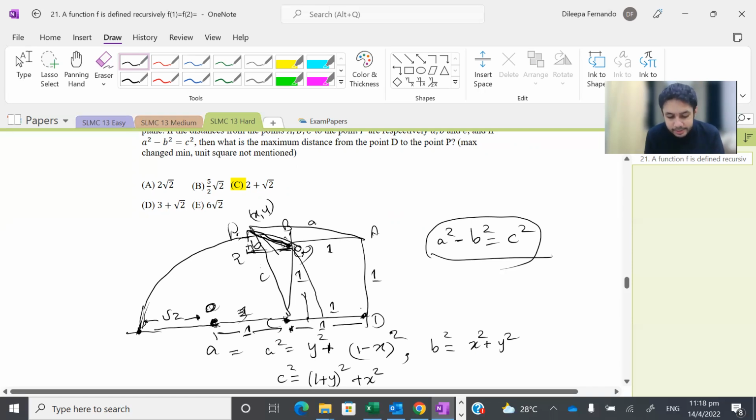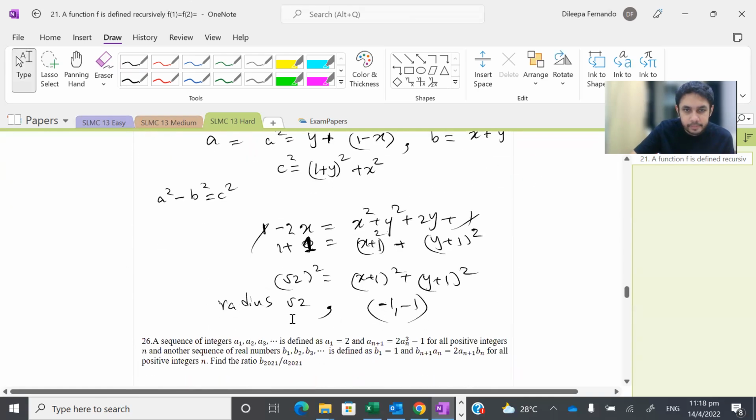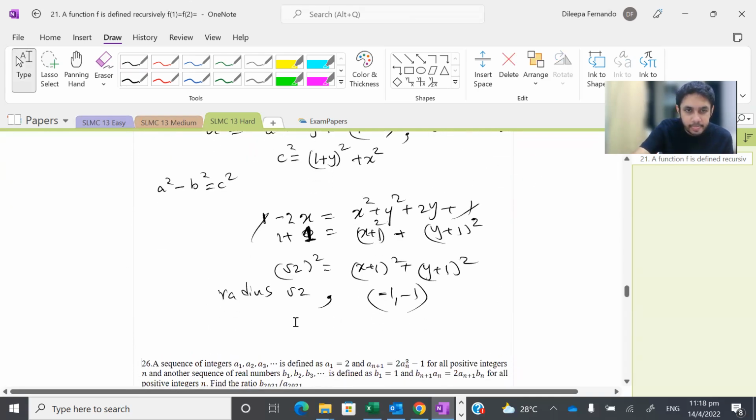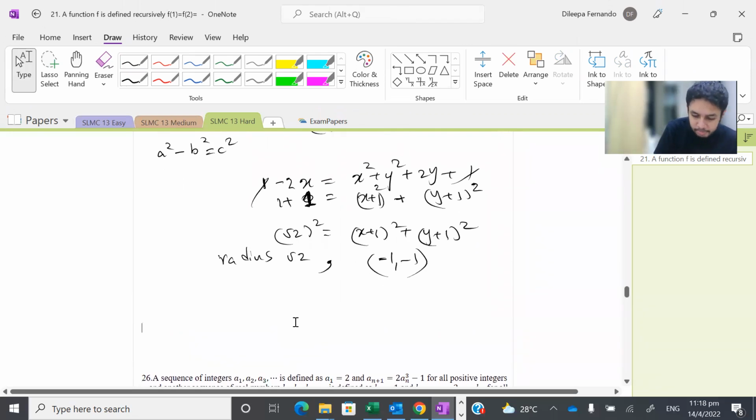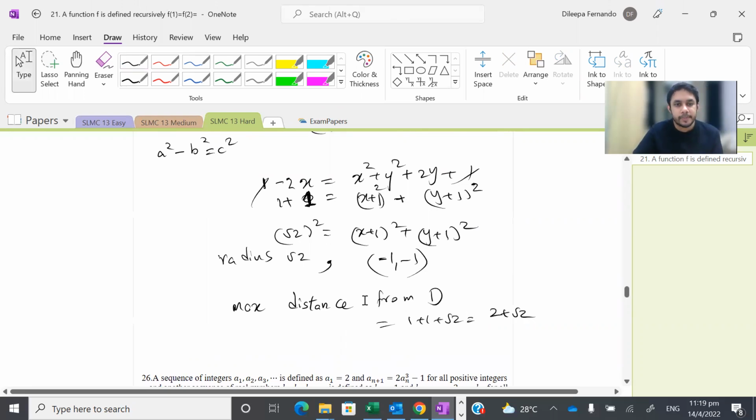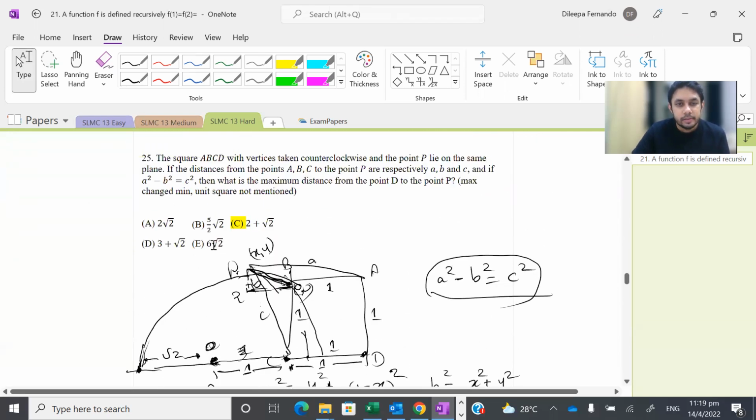Actually, you can also consider the tangent, but you can clearly see that the tangent is not lengthy when compared to this distance. So the distance is 1 plus 1 plus √2, two plus √2, which is the answer. Is the answer C.